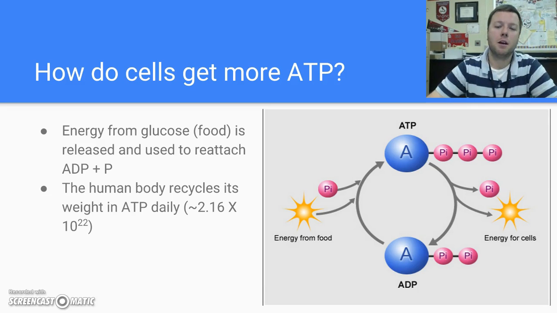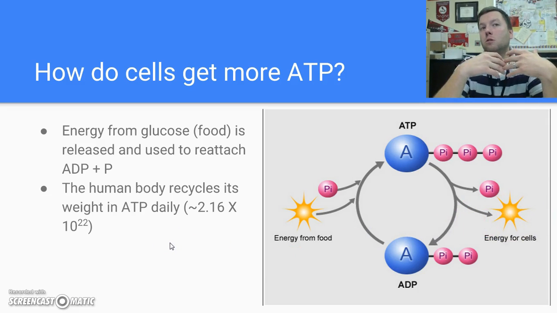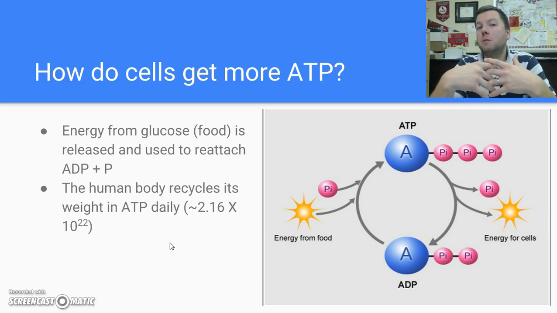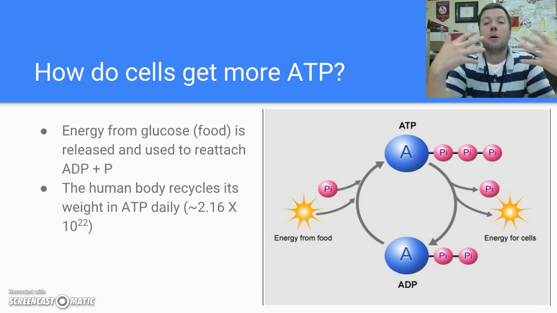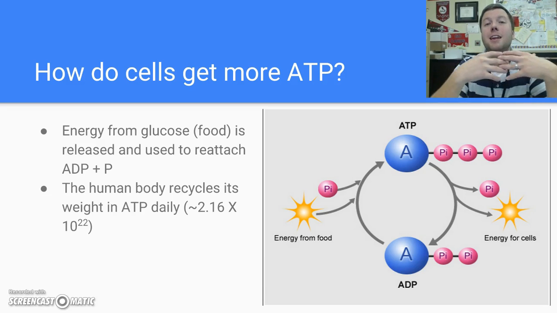There it is, right? So you have energy from food to make ATP, and that gives you energy for your cells. In fact, some cells have more mitochondria or make more ATP than others, things like muscles and whatnot. But on the whole, the human body recycles its own weight in ATP every day. I mean, that is a lot.